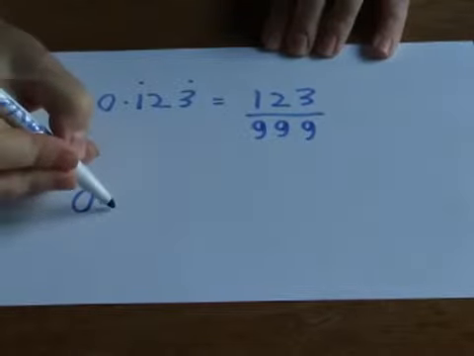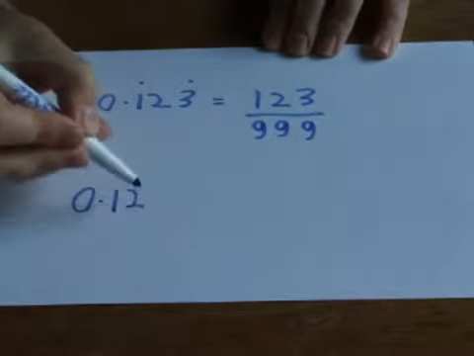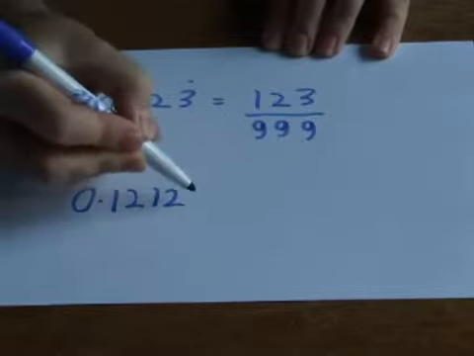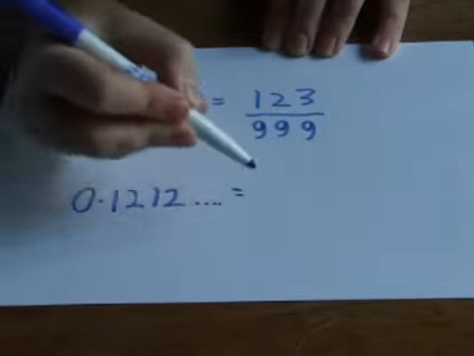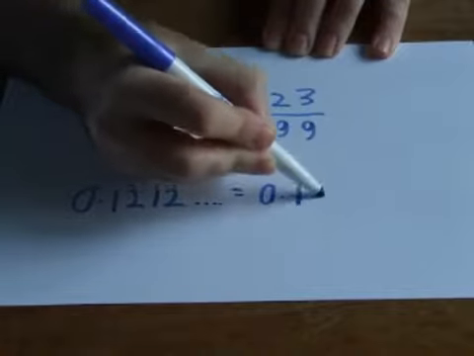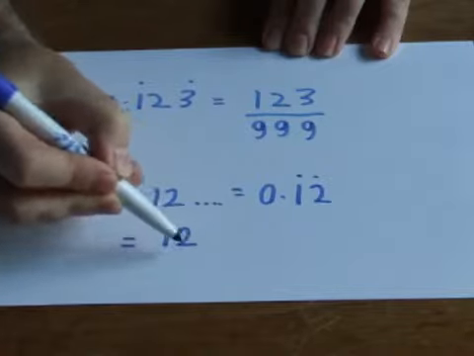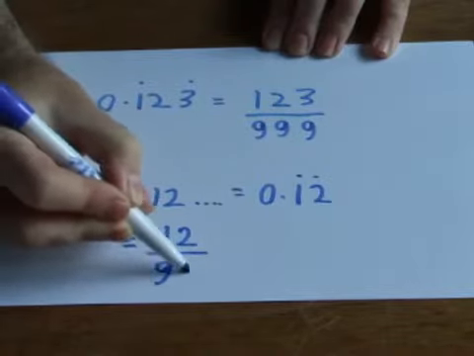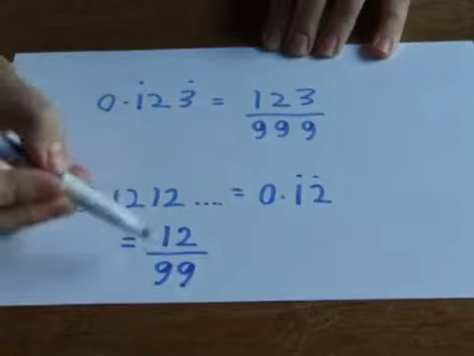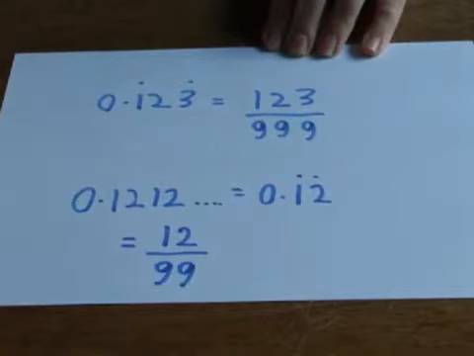So if I have 0.1212 recurring, I can write it as 0.12 with 2 dots over the top, and I can write that then as the exact fraction 12 over 99. And again, I can cancel that down, but that is the exact fraction that represents that recurring decimal.